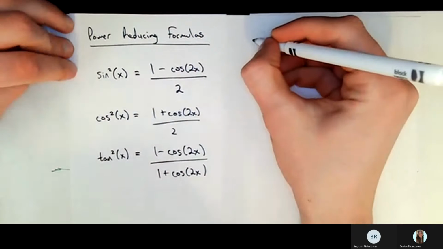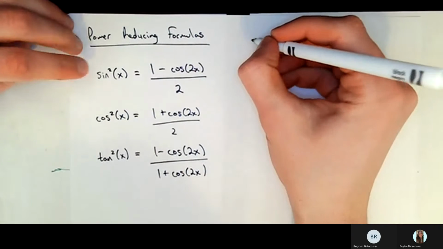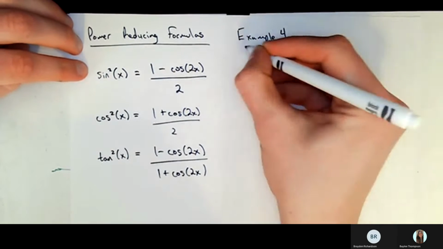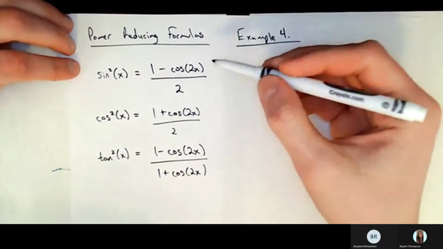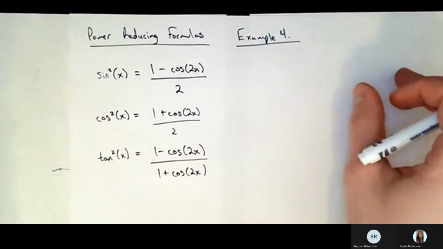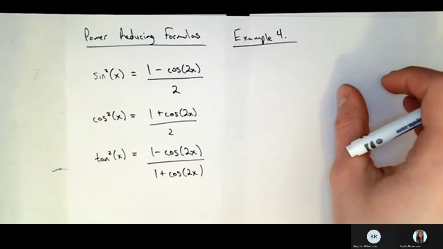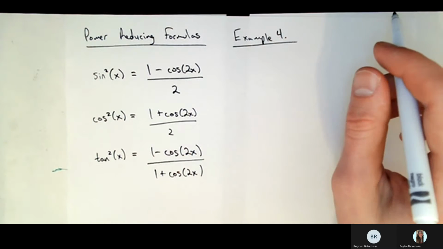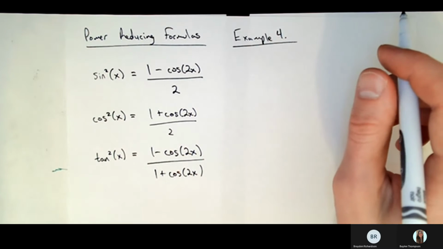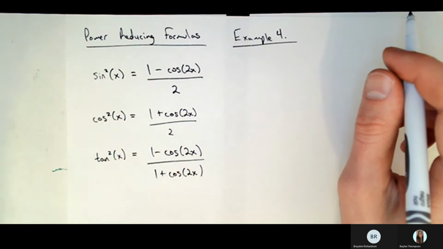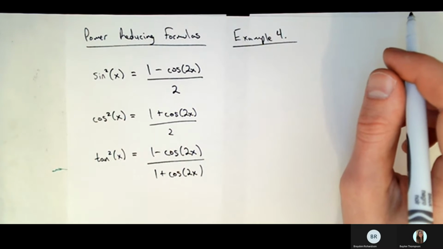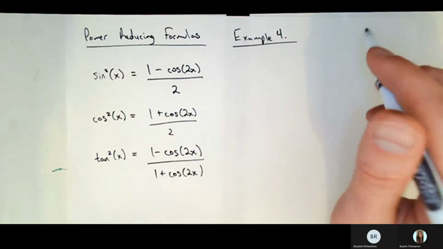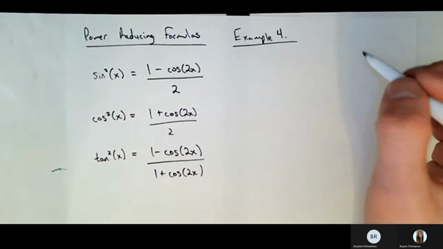So let's do examples with them. But it is interesting how they're all in terms of cosine of 2x. We could see this if we derived them, but actually, I don't remember the last time I derived one of these. I actually don't remember how it goes.